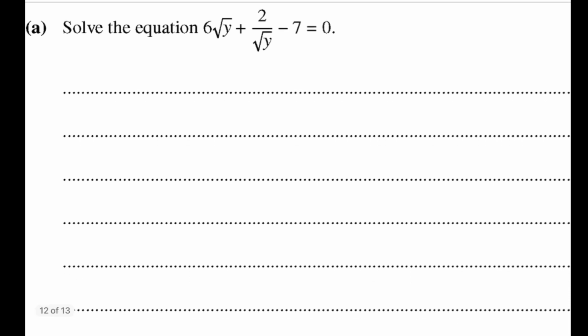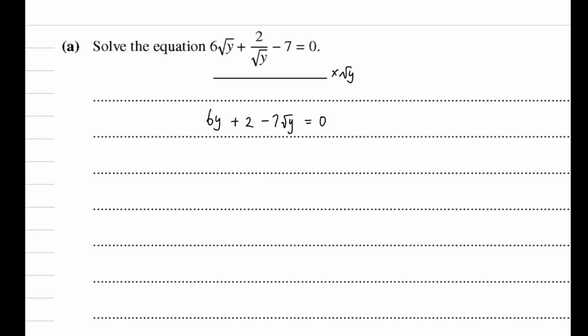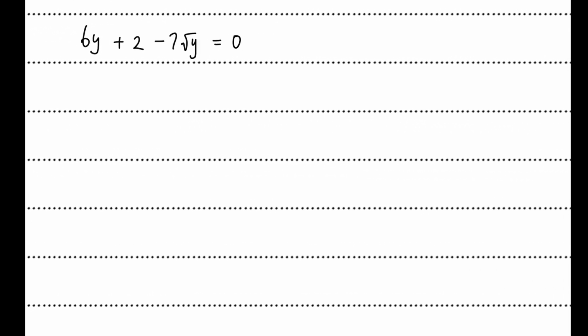So how do we solve this quadratic equation? We have to multiply both sides by square root of y to eliminate the square root of y at the bottom, or denominator. So we will get 6y plus 2 minus 7 square root of y equals 0. From here, how do we solve the quadratic?